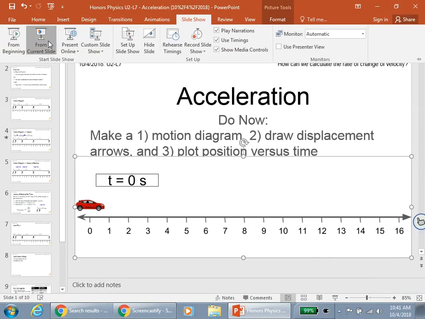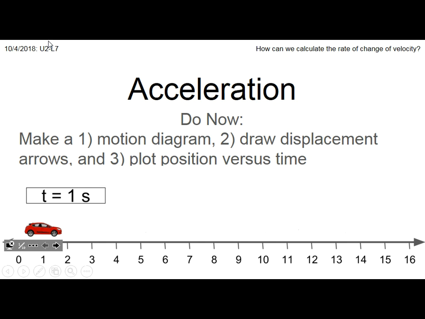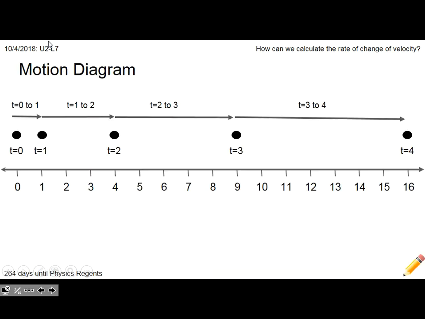Okay, so again, what we noticed here is that as time goes on, the spacing increases. And that's an important feature of this kind of motion. So to start off, this is what your motion diagram should have looked like. Okay? This is what your motion diagram should have looked like.